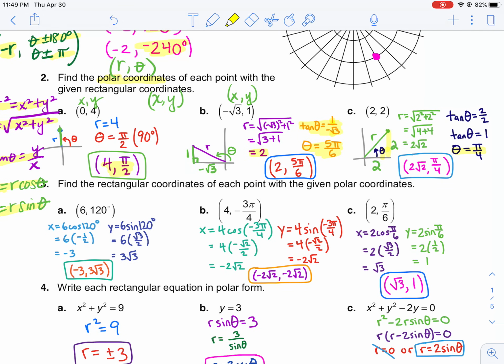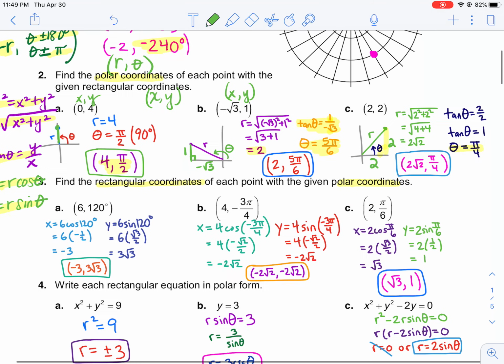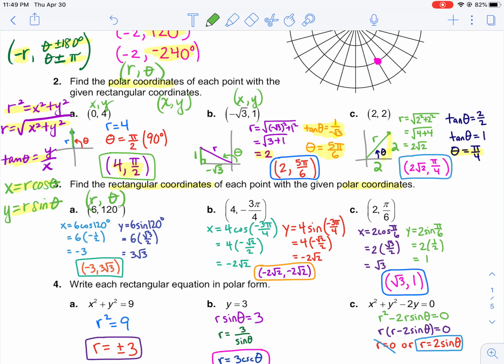Okay, so for number 3, it says find the rectangular coordinates. Remember, rectangular are x, y of each point with the given polar coordinates. So they tell us that this is r and this is theta, and I need to find x and y. We'll keep these last 2 equations in mind: x equals r cosine of theta, y equals r sine of theta, and that's exactly what we do.